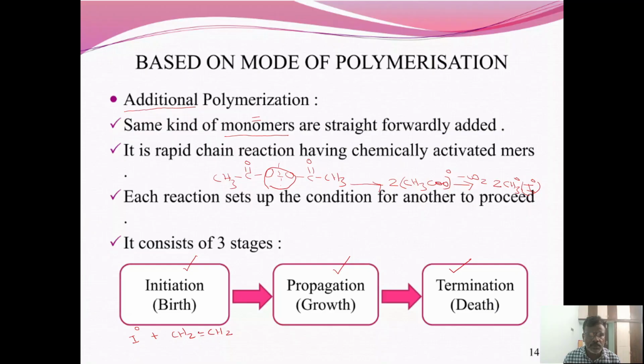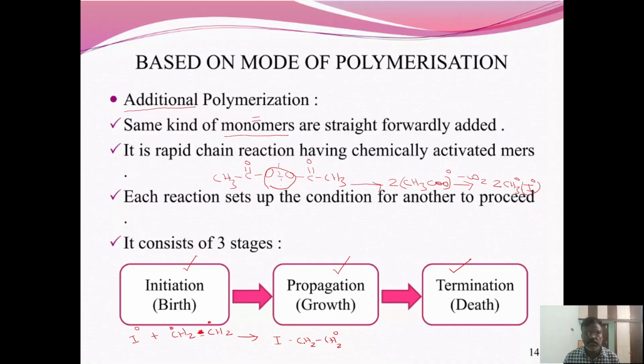Ethylene, what happened? This double bond will be replaced with a radical species here. After the double bond is dissociated, this I radical and the methylene radical will combine. It makes a covalent bond. So we should write like this: I, covalent bond, CH2, CH2 radical species. Understand?